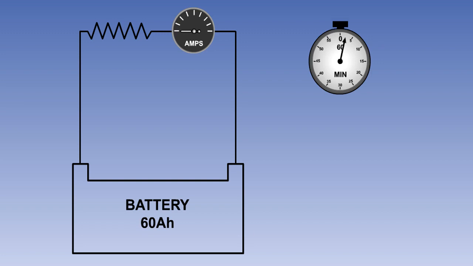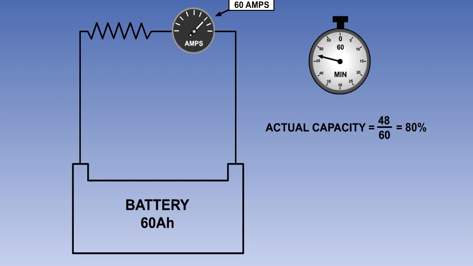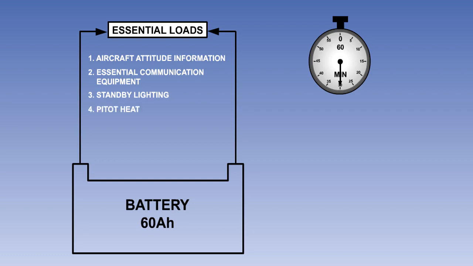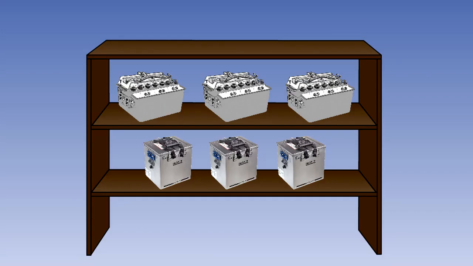A capacity test, which is a test to determine the actual capacity of an aircraft battery, is carried out every 3 months, and the efficiency must be 80% or more for the battery to remain in service. This capacity will ensure that essential electrical loads can be supplied for the time stipulated in EASA regulations following a total generator failure. Essential loads will include aircraft attitude information, essential communication equipment, standby lighting, pitot heat, plus any other services necessary for continued safe flight. Spare batteries will be held ready for use in the electrical workshop.